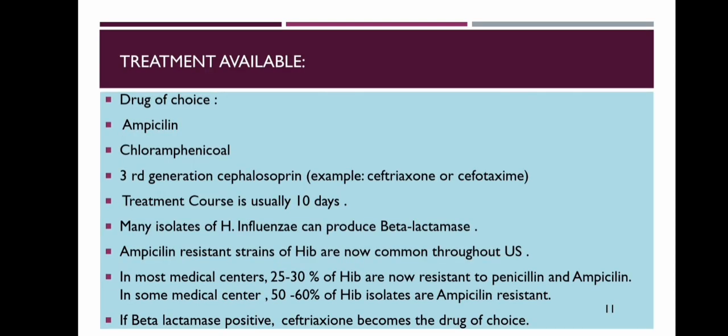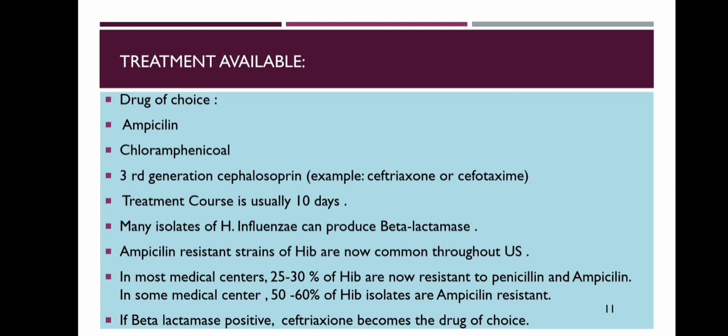Treatment available for this infection: drugs of choice are ampicillin, chloramphenicol, and third generation cephalosporins, for example cefotaxime and ceftriaxone. Treatment course is usually 10 days. Many isolates of Haemophilus influenzae can produce beta-lactamase. Beta-lactamase is an enzyme produced by bacteria that provides resistance to beta-lactam antibiotics.